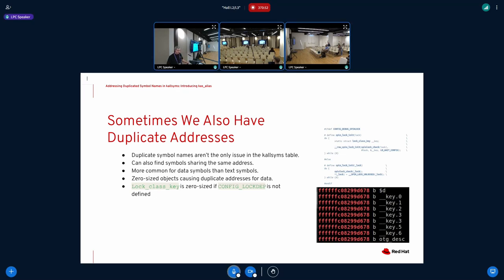So, we talked a lot about duplicate symbol names, but here's another plot twist. Sometimes you can also have duplicate addresses within the kallsyms table, just to make sure we don't miss anything. Now, it is not really relevant to our main topic, but I think it is worth mentioning. You often see this more with data symbols than with text symbols, and while I haven't dug too deep into the text side of things, for data, this usually happens when you have zero-sized objects. Take the example in the slide. Here, the culprit is that lock_class_key becomes zero-sized if CONFIG_LOCKDEP is not defined. So you end up with multiple symbols pointing at the same address. And just like that, we got more duplicates to deal with.